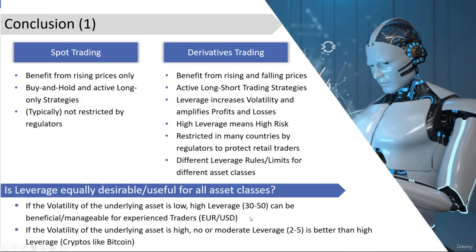And in contrast to that, if the volatility of the underlying asset is high, and cryptos are typically highly volatile, like Bitcoin, then no or moderate leverage, for example 2 to 5, is better than high leverage.